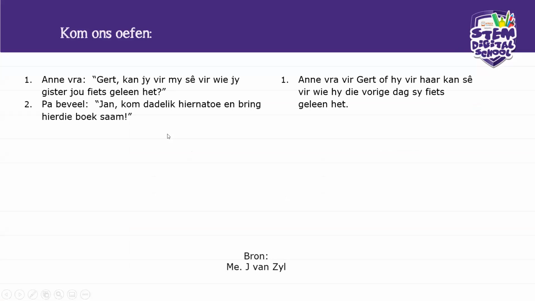Okay, so let's quickly try the second one. Pa beveel, dad is ordering: Jan, kom dadelijk hier naartoe en bring hier die boek saam. Jan, come here and bring the book. See if you can change that to the indirect speech. We will start with the following. Pa beveel Jan om.